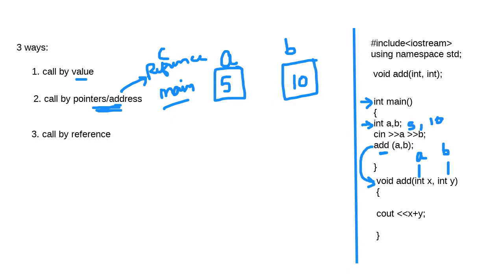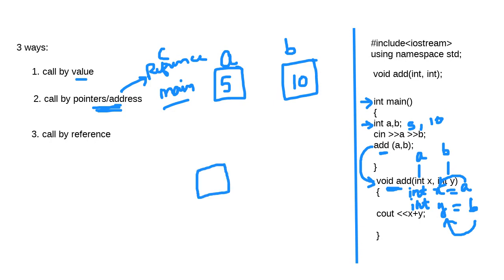In other terms, can I write this as int x equal to A? That's one statement. And the second one becomes int y equal to B, right? Do you agree with me? This is how this is working. Int x equal to A and int y equal to B. True? So value of A is copied inside X and value of B is copied inside Y. So as soon as the call is made to the add function, these statements will execute.